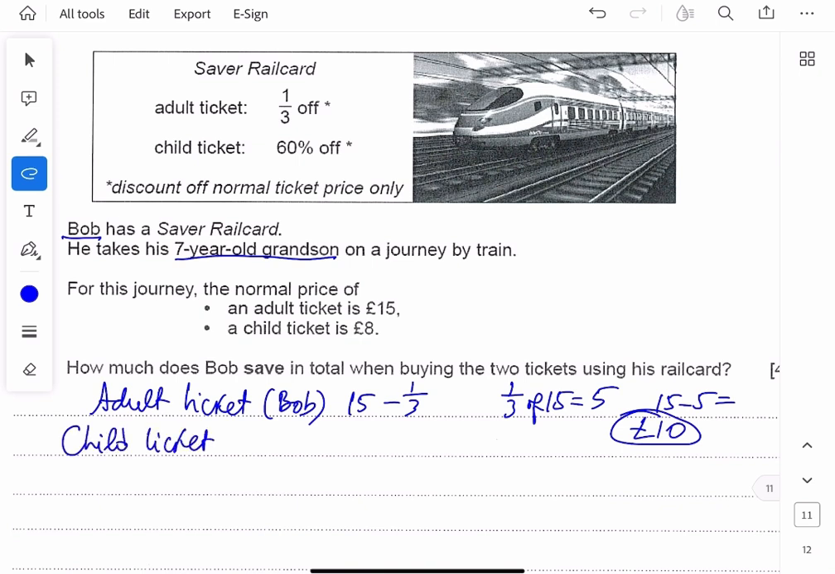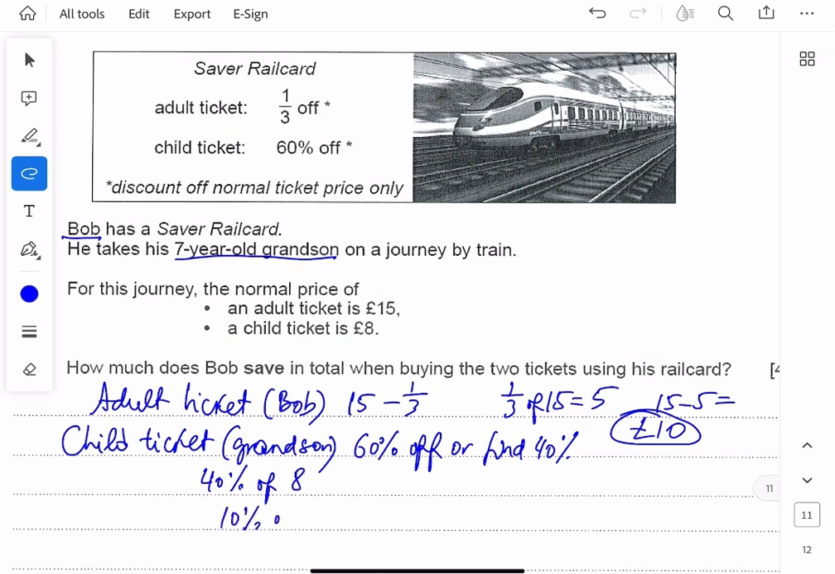And for his grandson, let's have a look at child ticket. That cost £8 full price. So we're going to work out 60% off. So 60% off means the price is at 40%. If some of you worked it straight away as 40%, that's fine. Or we need to find 60% and subtract it from the full price. Okay, so whichever method you used, I'm using 40% here.